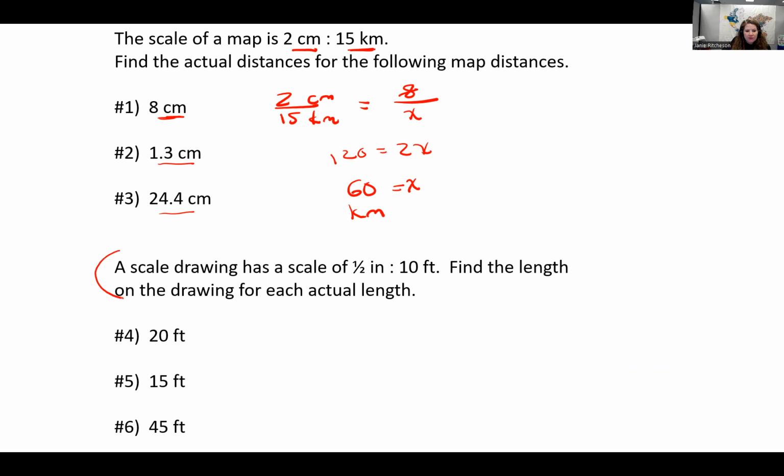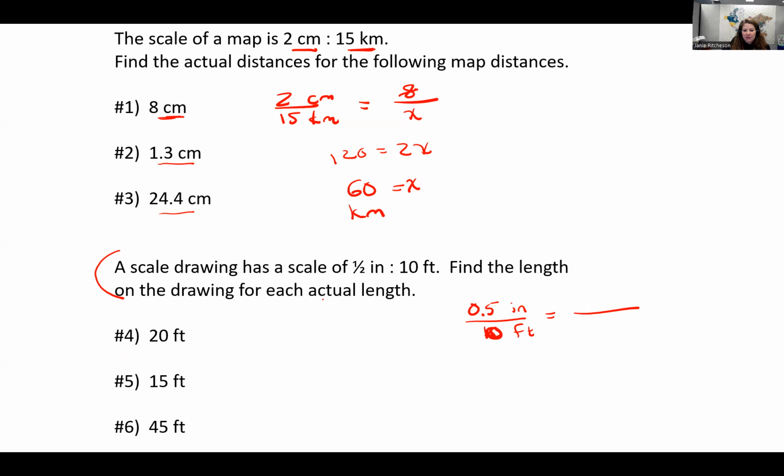On the bottom, scale factor has half an inch represents 10 feet. So half an inch. I either do 1/2 or I just like decimals instead. 1/2 is equal to 0.5 inches over 10 feet. This is supposed to be a 10. All right, inches over feet.